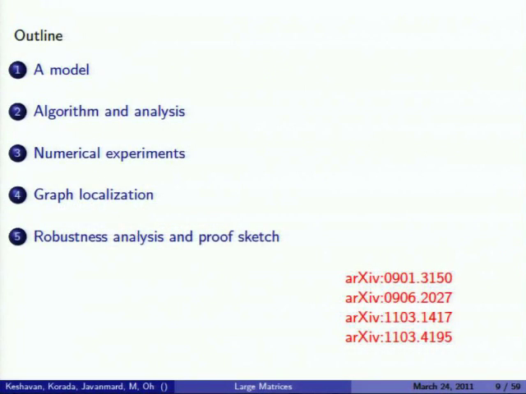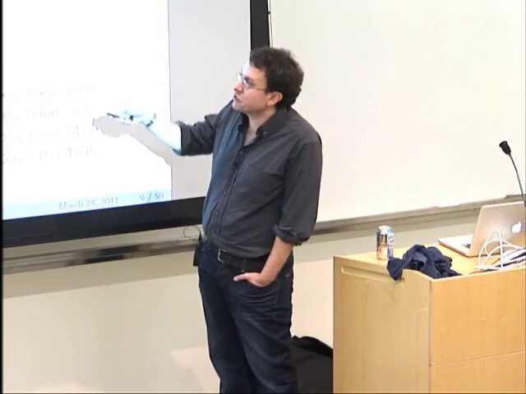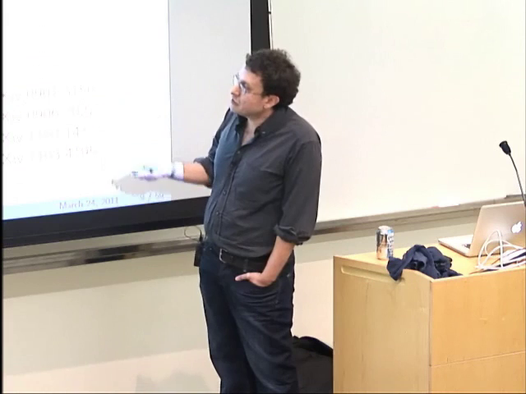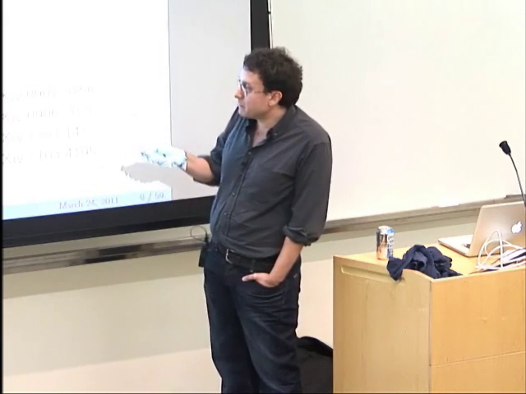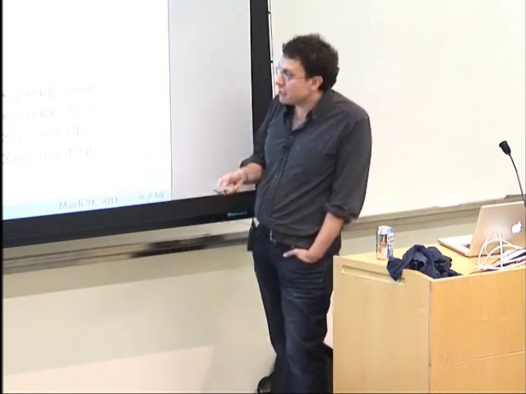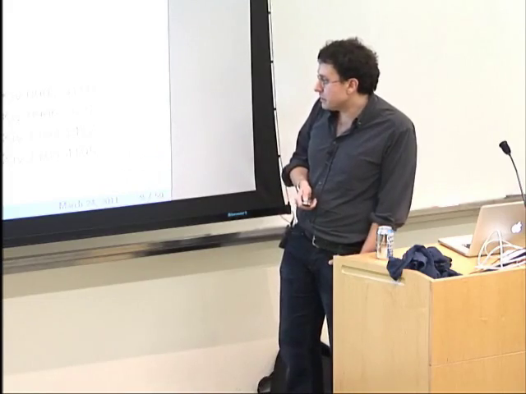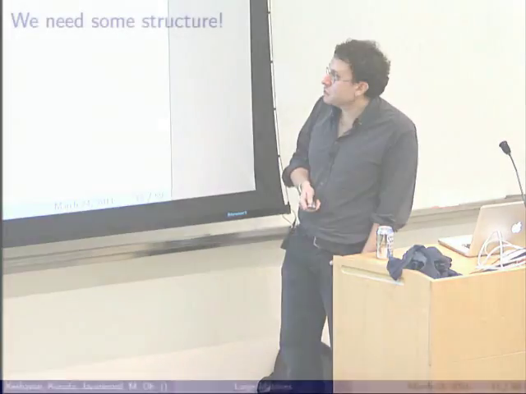So I start by describing a model for the last problem, an algorithm and some analysis, some numerical experiments, and then I switch to graph localization, and some results on this. Okay, so what is the model then?